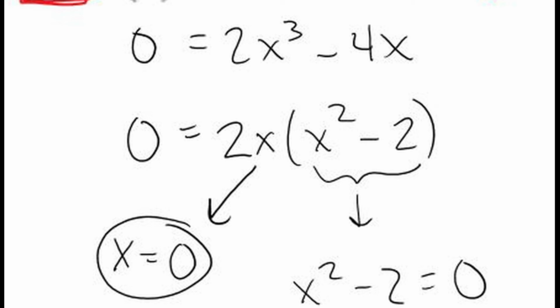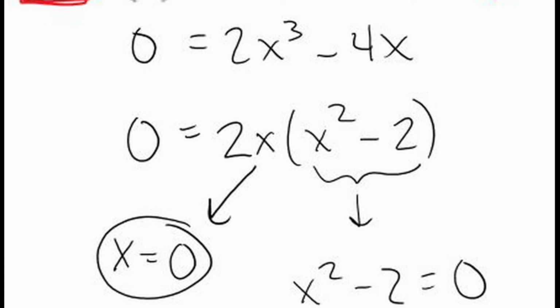And now we have two things multiplying. We have the 2x, and then in the parentheses we have x squared minus 2. Either one of those can be 0 because 0 times anything is 0. So for the first one, the 2 times x, well, what would make that 0? 0 would make 2x, because if you multiply 2 times 0, you would get 0. So that's why I said x equaled 0 for that part.